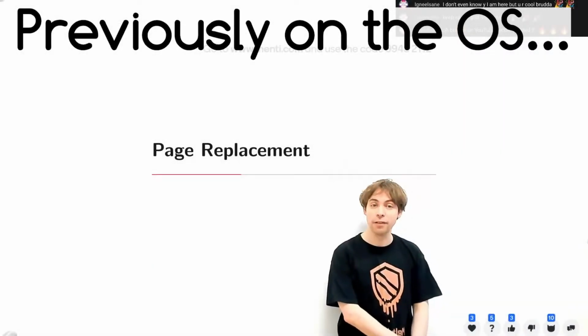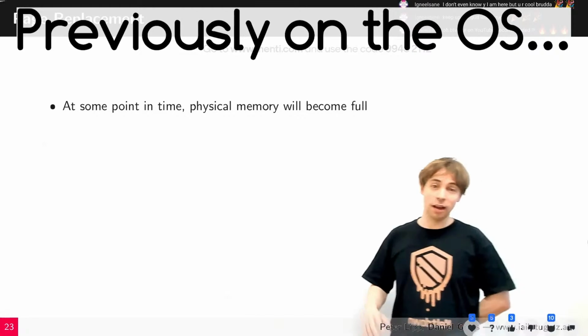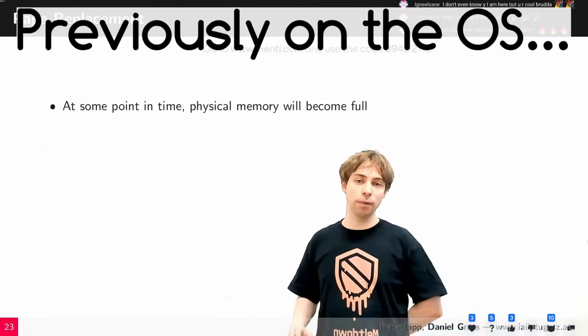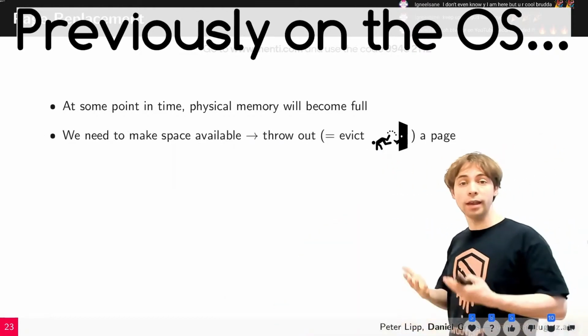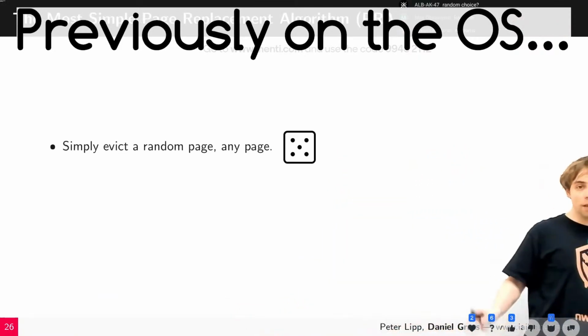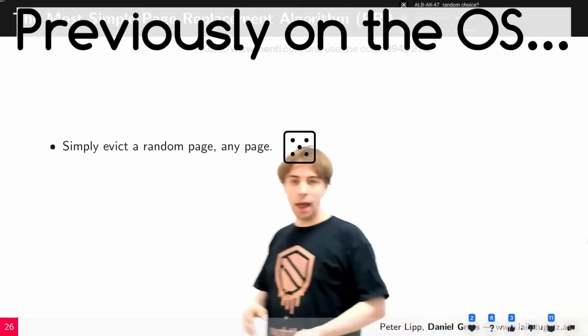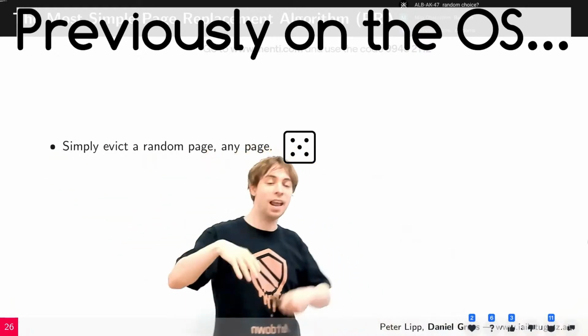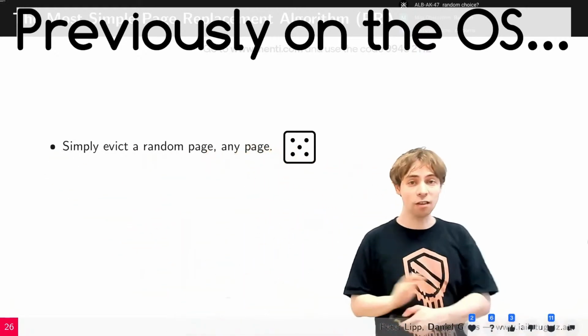What do we do if the memory is full? There are use cases where you might need a swap device. We throw out, we evict a page, and this is what we call swapping. Random is the most simple choice. And what do we do? We simply evict a random page, any page. We don't care which page, just a random page.